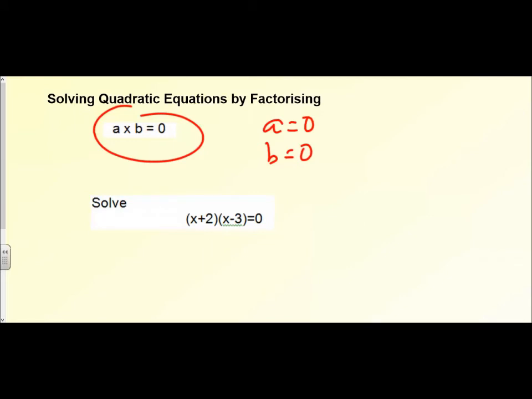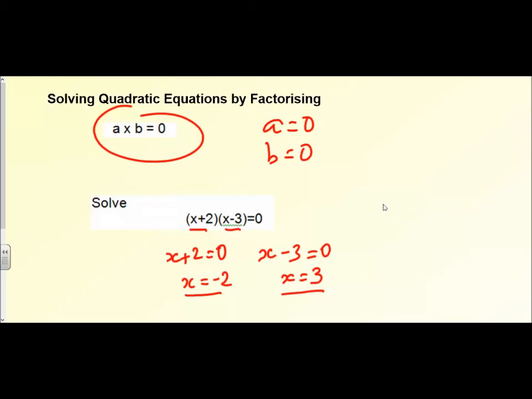Because what I've got here is exactly the same idea. I've got 2 numbers that when I multiply them together I get 0. So this number here, x plus 2, must be equal to 0, or x minus 3 must be equal to 0. Well, if x plus 2 is 0, then x is minus 2. If x minus 3 is equal to 0, then x is equal to 3. That's how we might solve that equation.